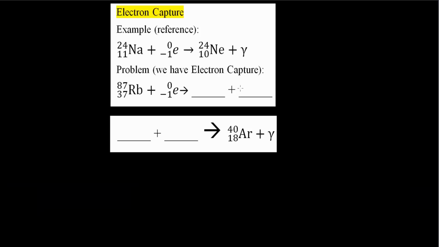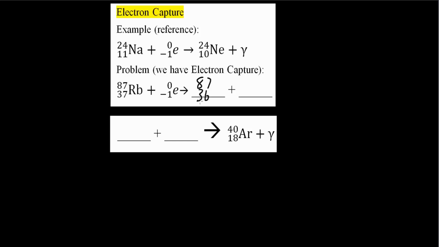So now let's solve these two problems. We have electron capture because the problem says electron capture. You have 87 and a 0 for the atomic mass. So the 87 would remain the same. 37 minus 1 would be 36.